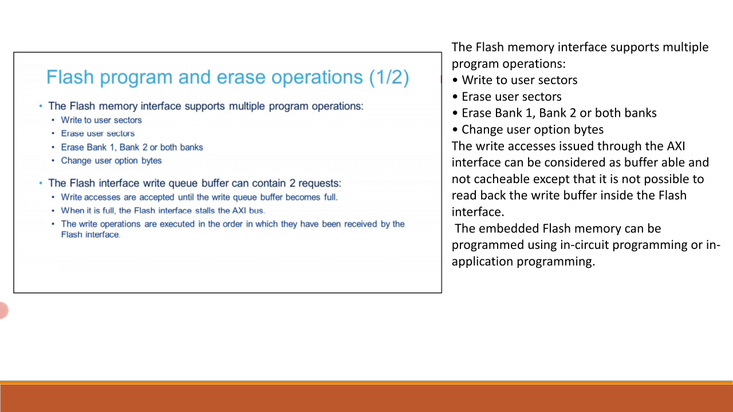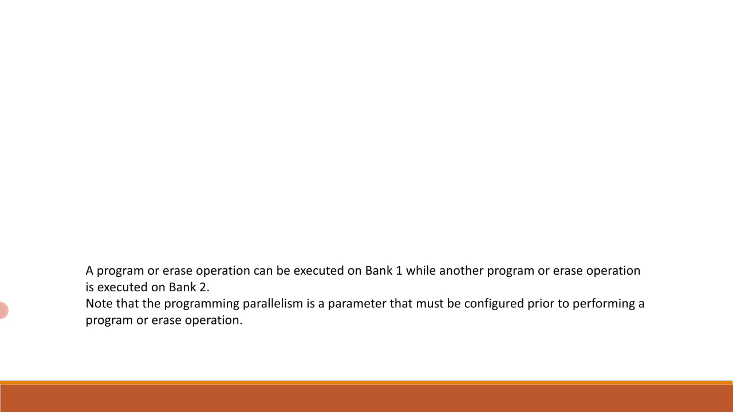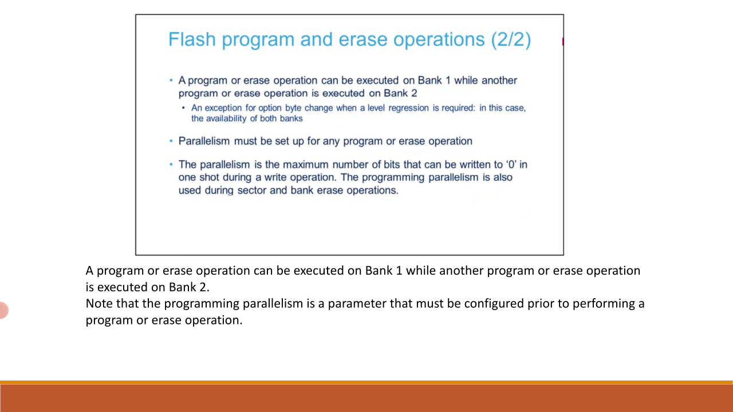So the embedded flash memory can be programmed using in-circuit programming or in-application programming. A program or erase operation can be executed on bank 1 while another program or erase operation is executed on bank 2. Note that the programming parallelism is a parameter that must be configured prior to performing a program or erase operation. So let's quickly look at configuring the programming parameters.